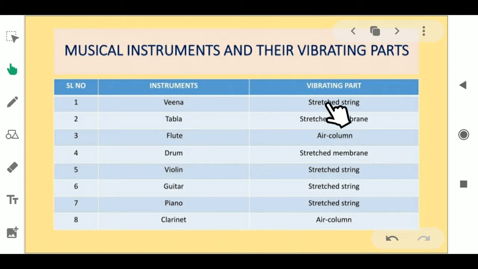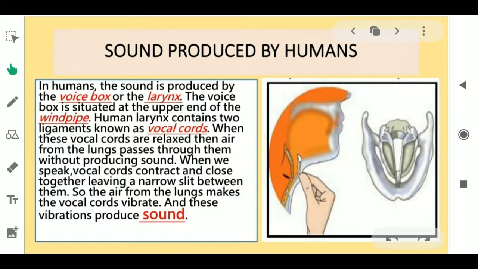Due to the presence of these vibrating parts, these instruments produce beautiful sound. Okay, and this table is very important. You may please try to study the same and keep it in your mind. Students, next we want to discuss sound produced by humans.